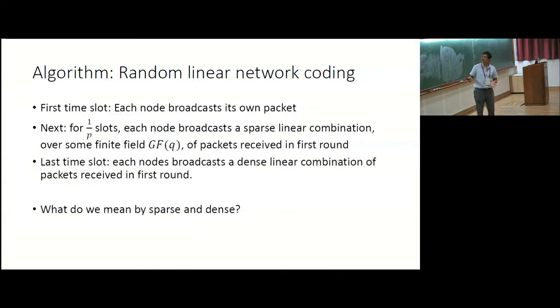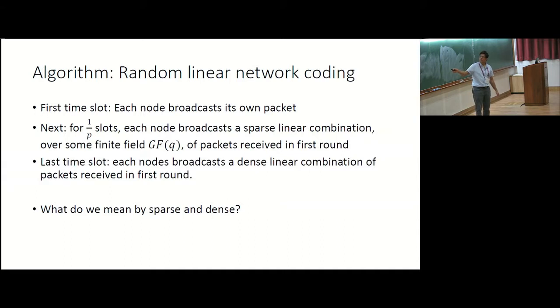Now I'm going to present another algorithm for the same problem, which is to use what's called network coding. Piyush already talked about coding, so it's just a very similar thing. In the first time slot, every node broadcasts its own packet. Now everybody has about √n packets, so after the first round each node broadcasts a sparse linear combination of all the packets it received in the first round. For analysis, we need it to be just the first round. Maybe also for implementation, because you aren't decoding in between. So you just take random linear combinations of things you received in the first round and transmit them.